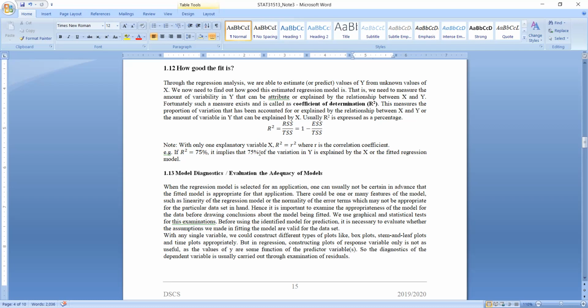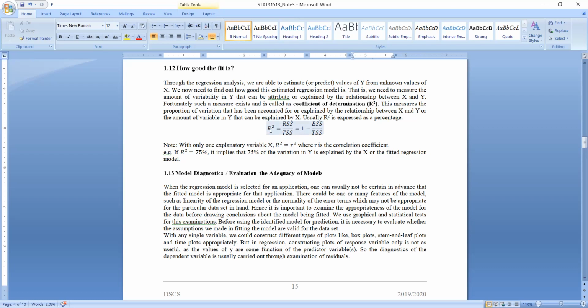So R squared value means you have to take the ratio, you have to divide the regression sum of square value by the total sum of square, and then you can calculate this R squared value, which is known as the coefficient of determination.